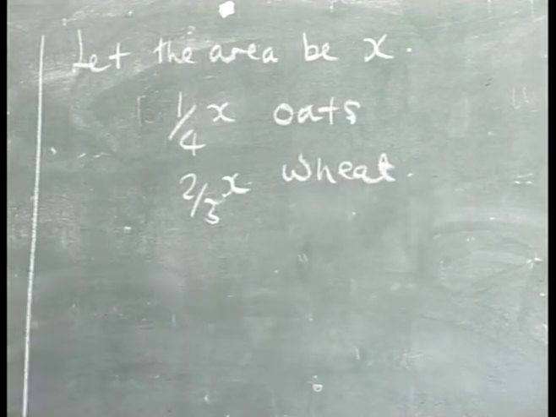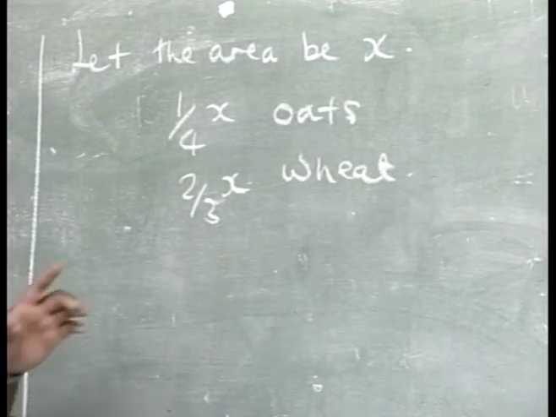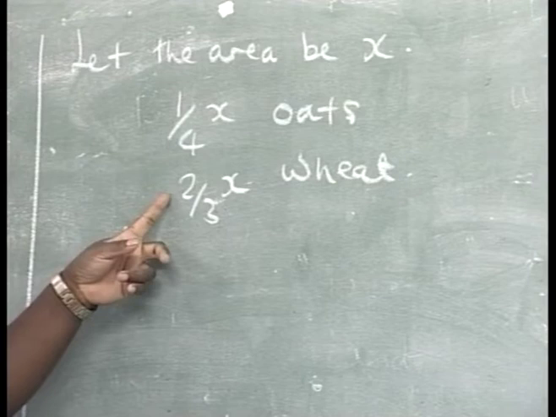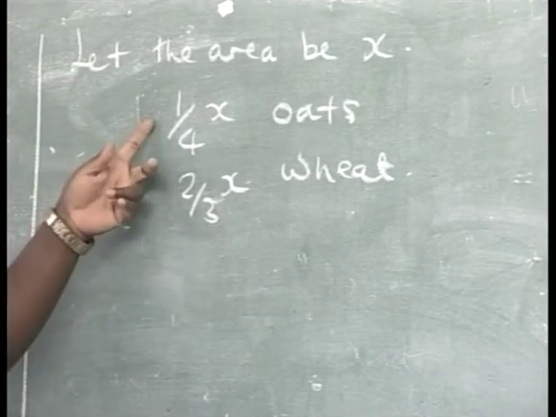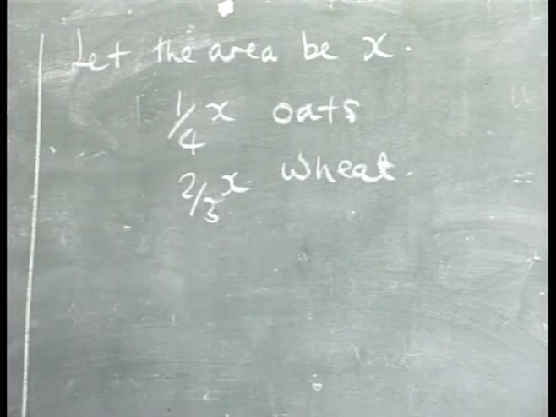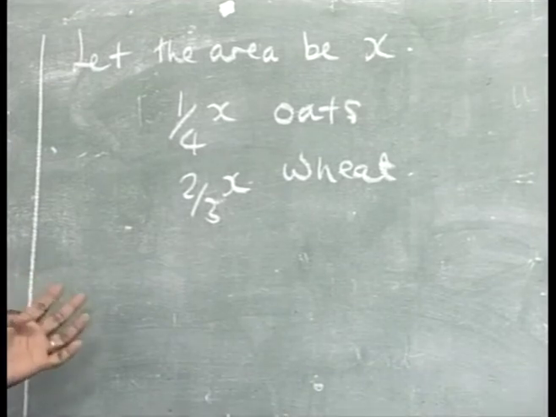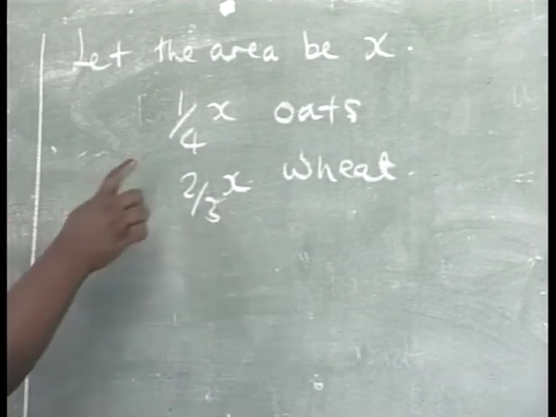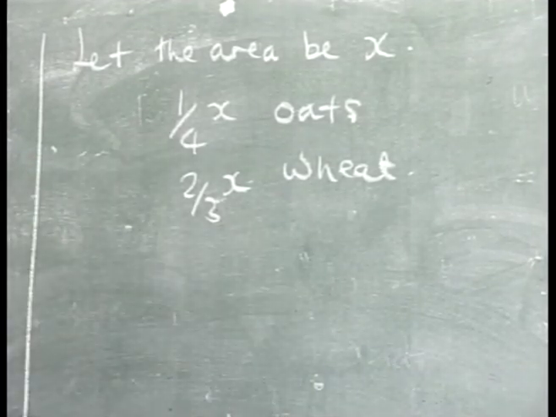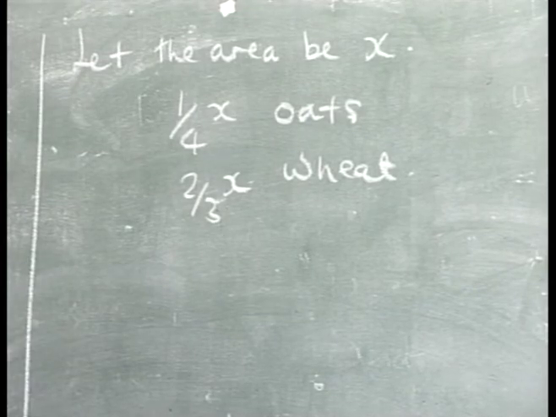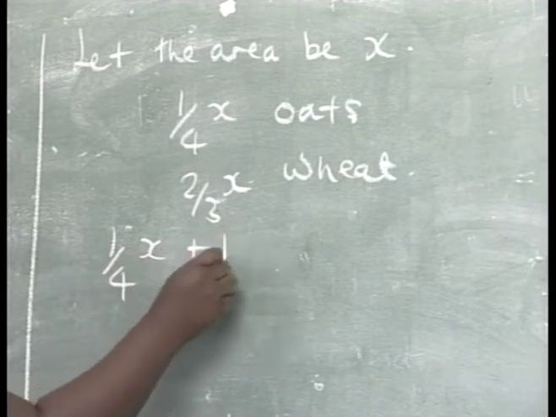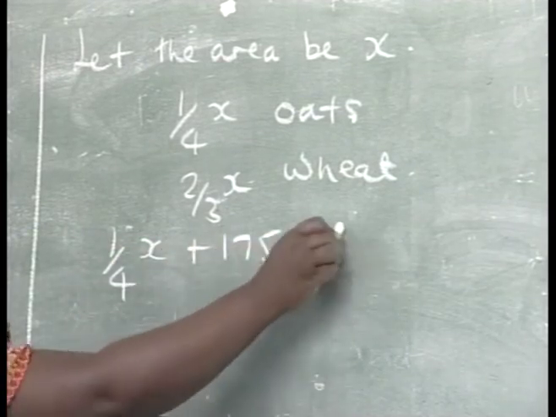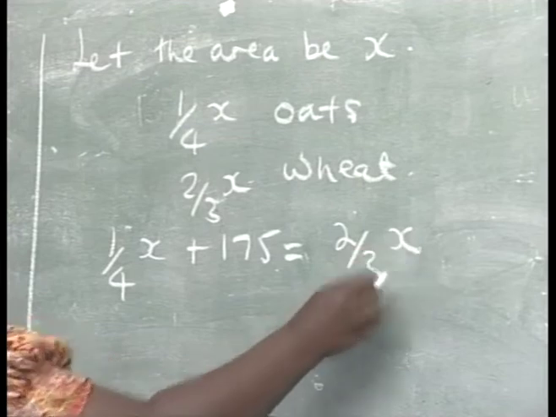But then you are told that the area planted with wheat is 175 hectares more than the area planted with oats. So you add to the one that is smaller. You are going to add to the area planted with oats, so it's the same as the area planted with wheat. So 1/4 of X plus 175 equals 2/3 of X.